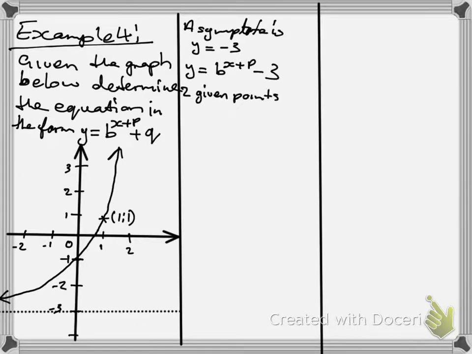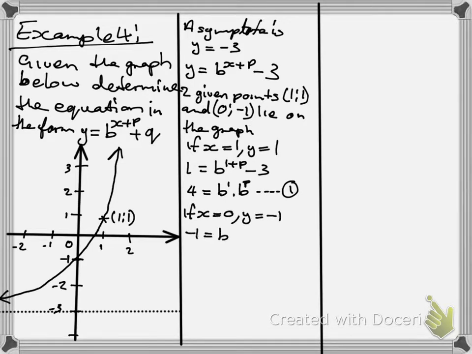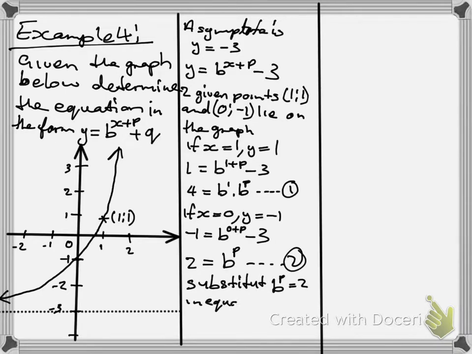And then we are given 2 points. So we are going to solve the equations for the value of b simultaneously. First of all, we use the point x equals 1 and y equals 1. We substitute in the values, we simplify, and we make that equation number 1. Then at the point x equals 0 and y equals negative 1, we substitute in the equation, simplify it, and make it equation number 2. And then we substitute the value of b to the power of p from equation 2 into equation number 1, and we solve for b.